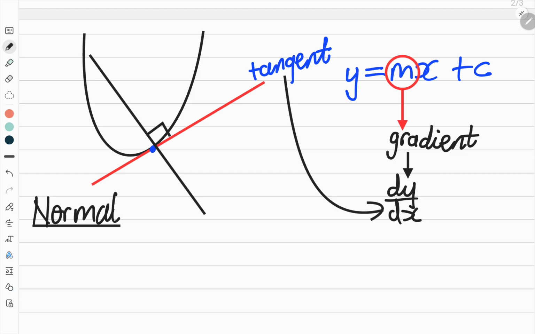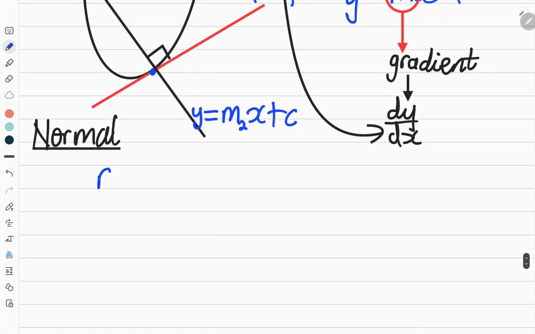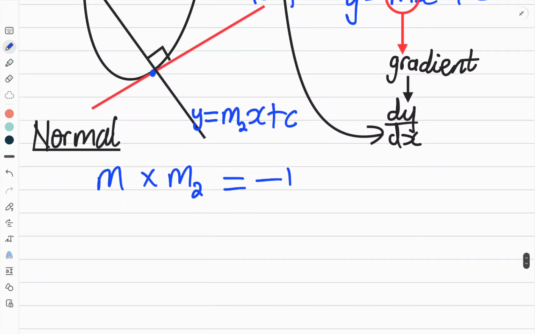So if it's perpendicular to the tangent, what is it that we know about perpendicular lines? Okay. I'll put my equation of the normal. My equation of the normal, let's say y is equal to, let me call that m2x plus c, so that I will differentiate that from the m that is being used by the tangent. So for perpendicular lines, what we should always know is if you multiply their gradients, they should always give you a -1, the gradients of the normal and the tangent.